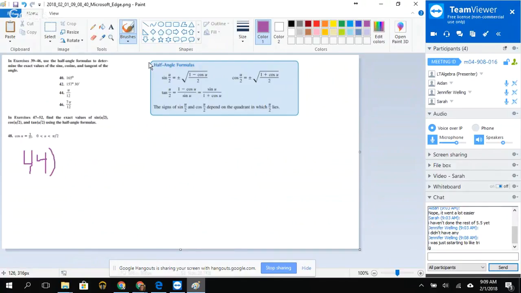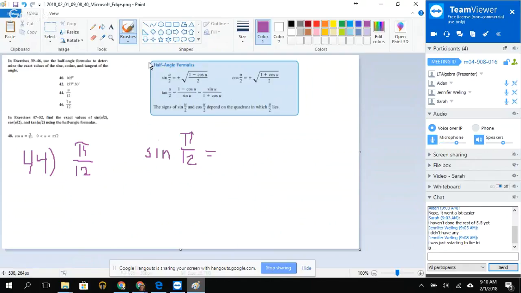So number 44, we have pi over 12, right? So what we want to do is use the half angle formula to determine the exact values of the sine, the cosine, and the tangent of the angle, right? So since we're using the half angle formulas, for example, if we want to find the sine of pi over 12, that's what we're trying to find, right?